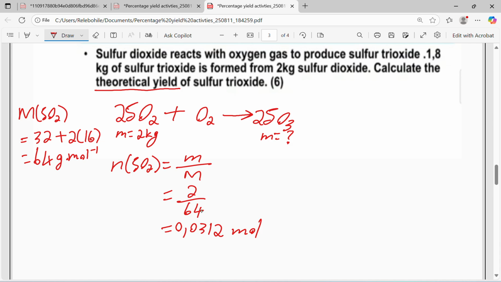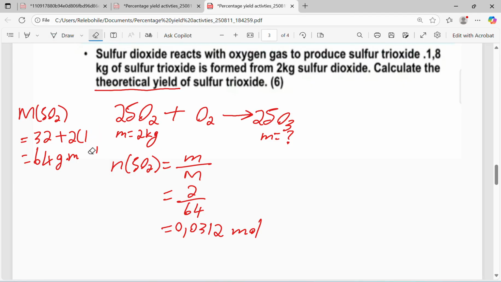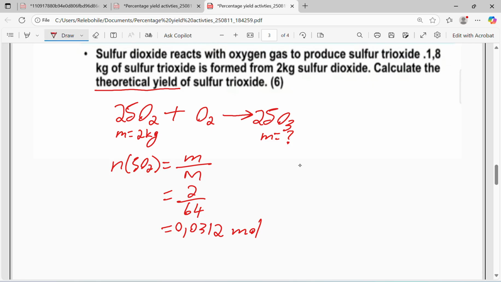Now that we have found our number of moles, we are now going to use these number of moles to find the number of moles of this substance, because we need the number of moles of this substance. How are we finding those number of moles? We will be making use of ratios. Okay, let me just erase some of the mess that I've created here. Okay, now that this mess is gone, let's work with our ratios.